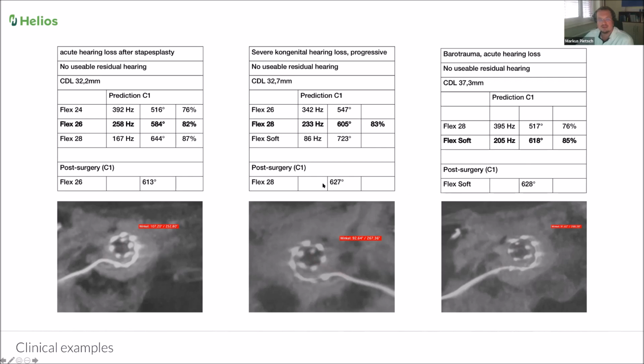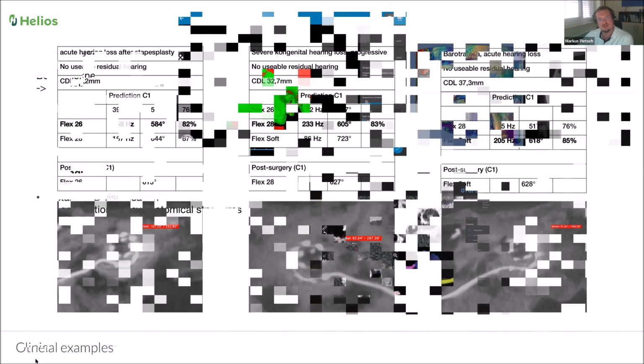And in the end, post-surgery, the positions of the electrodes were very similar, and we were able to get the implant in the position we wanted it to have, although we had to choose very different types of electrodes. I think this shows very well why we use AutoPlan, to have an individual approach to get the optimal position and the optimal electrode for our patients.